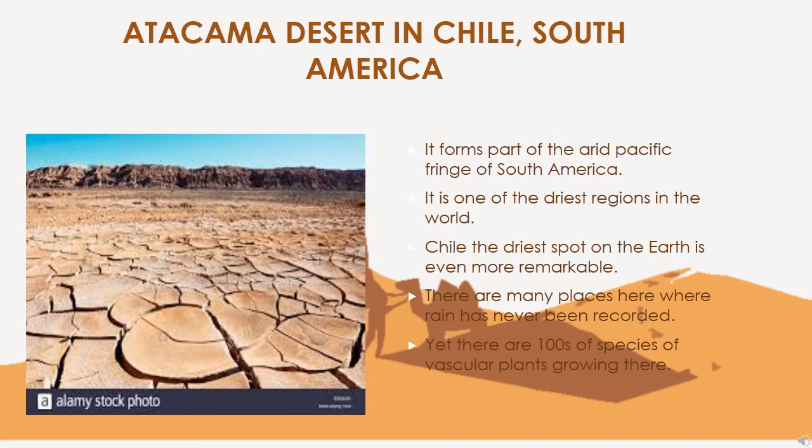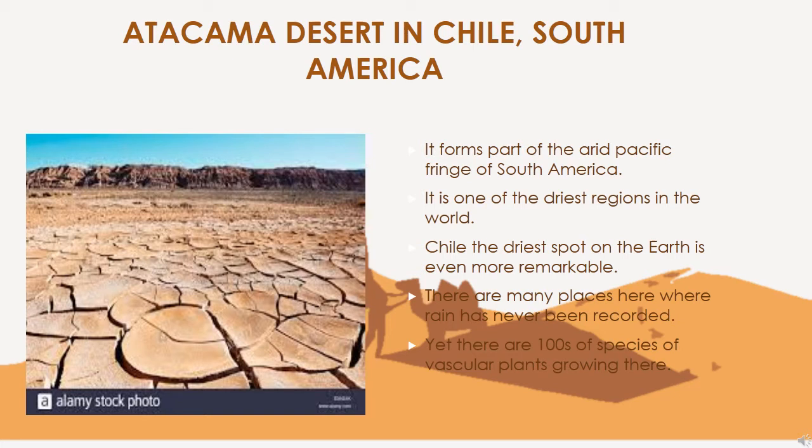Let us know about the Atacama Desert in Chile, in South America. It forms part of the arid Pacific fringe of South America, meaning it is a land strip near the Pacific Ocean. It is one of the driest regions in the world. Chile, the driest spot on the earth, is even more remarkable. You know how? Because there are many places here where rain has never been recorded.